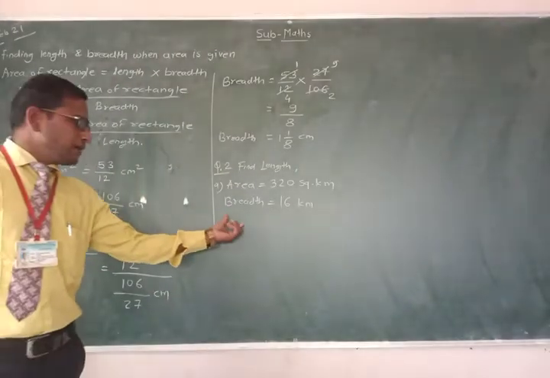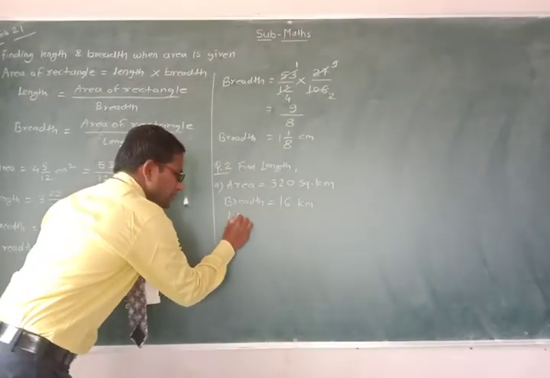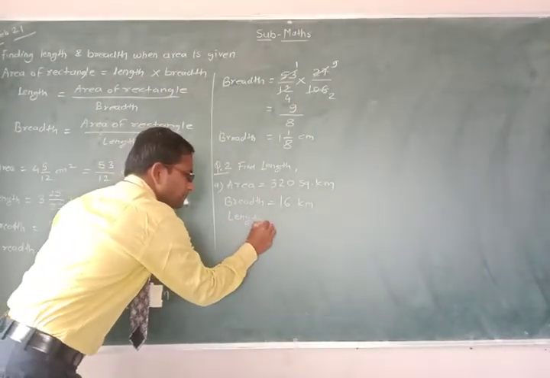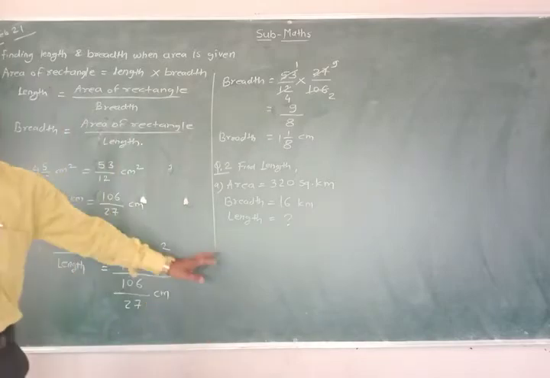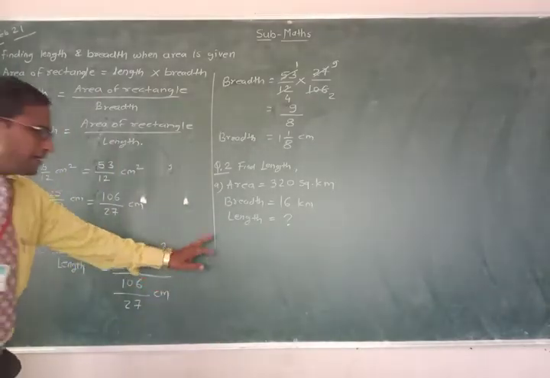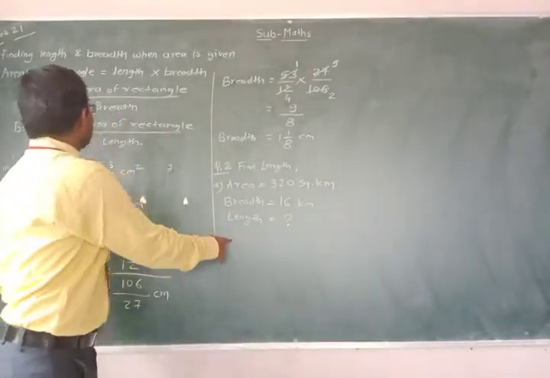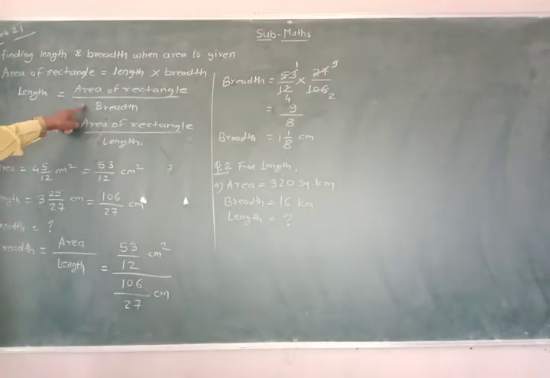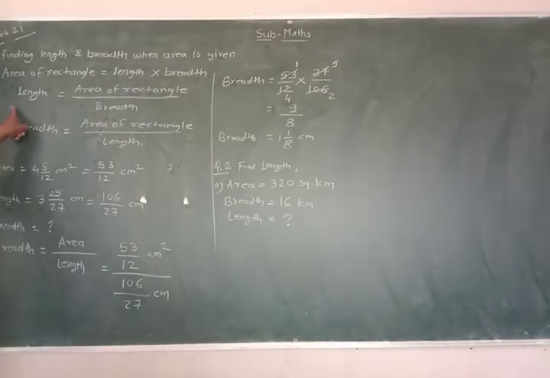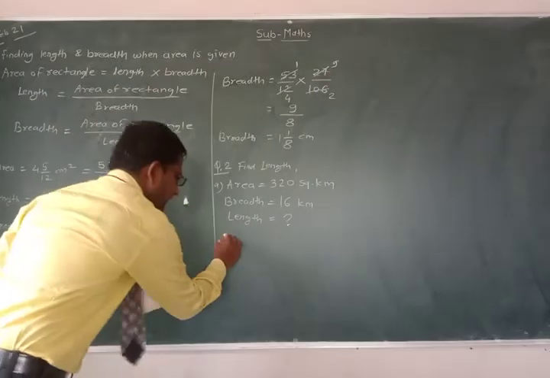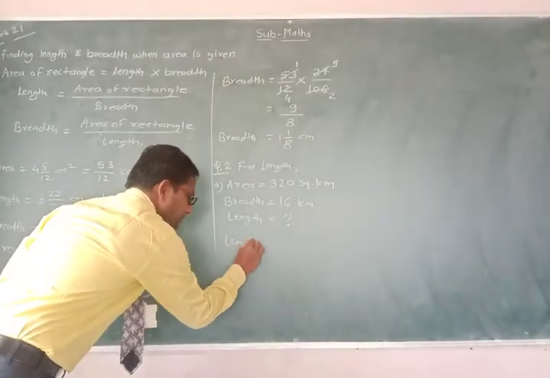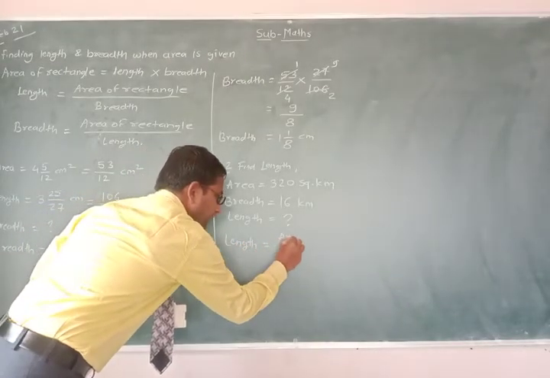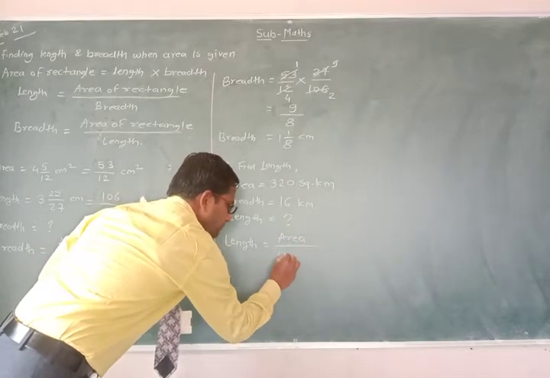Then what formula for finding length? Length is equal to question mark. Write down the formula: length is equal to area upon breadth. So write here, length is equal to area upon breadth.